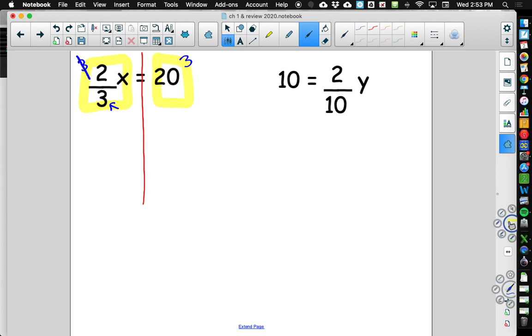So on the left, it's going to cancel out, and we're left with 2x. And over here, when we times by 3, 20 times 3 is 60. And then we have an equation that actually makes sense, and we have no fractions left in it. And then from here we can solve, divided by 2, and x equals 30.